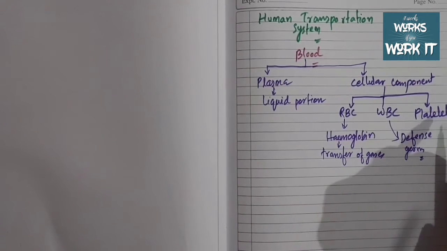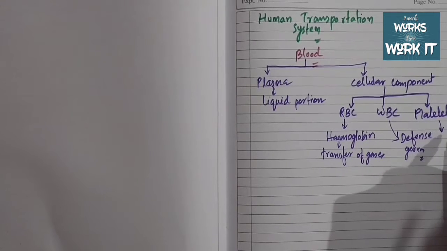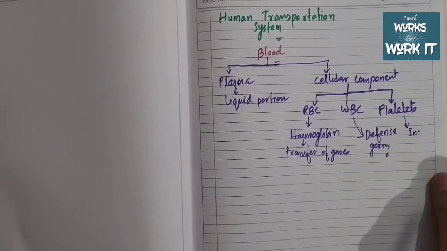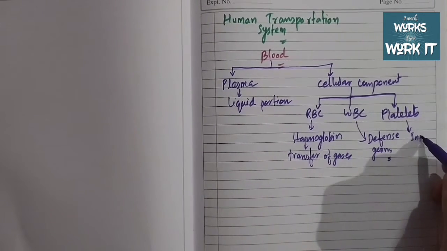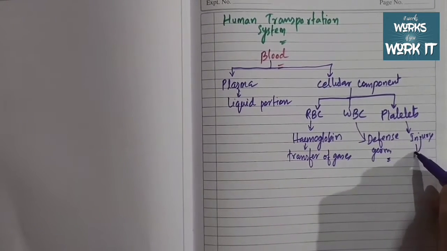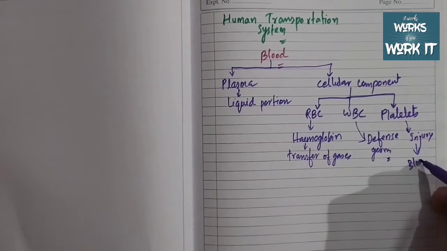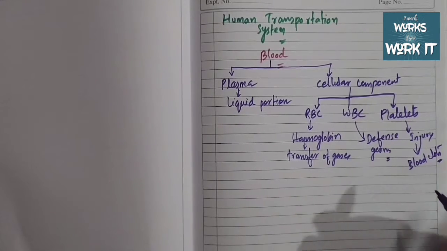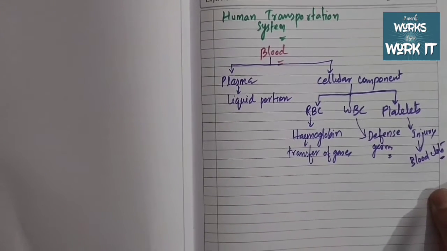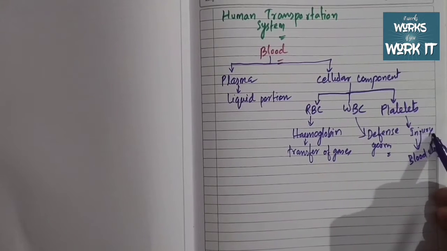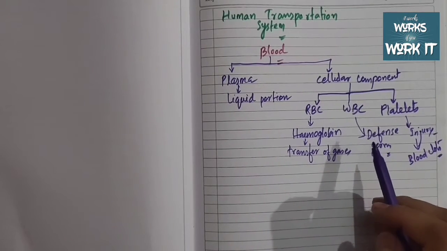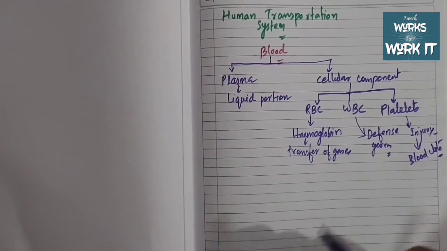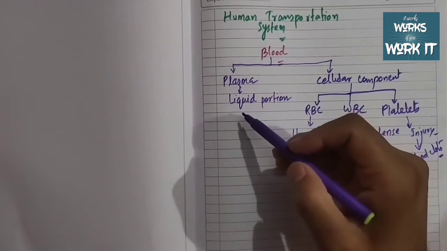And the next is the platelets. They help in blood clotting during our injury. Whenever we have injuries, platelets help to cure them, and in a few days we have the same nature of our muscles after injury. That one is the normal one. So these are the three cellular components: RBC, WBC, and platelets.